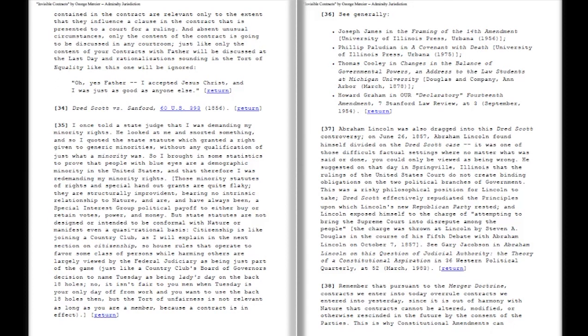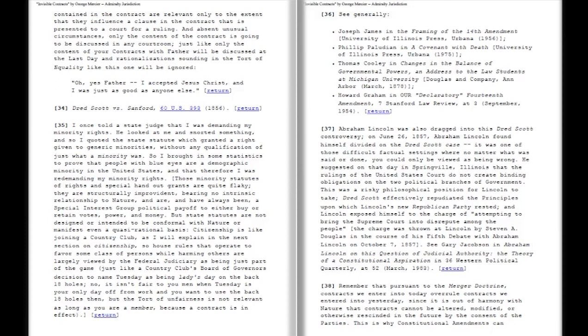Return 35. I once told a state judge that I was demanding my minority rights. He looked at me and snorted something. And so I quoted the state statute which granted a right given to generic minorities, without any qualification of just what a minority was. So I brought in some statistics to prove that people with blue eyes are a demographic minority in the United States, and that therefore I was demanding my minority rights. Those minority statutes of rights and special handout grants are quite flaky. They are structurally improvident, bearing no intrinsic relationship to nature, and are, and have always been, a special interest group political payoff to either buy or retain votes, power, and money.